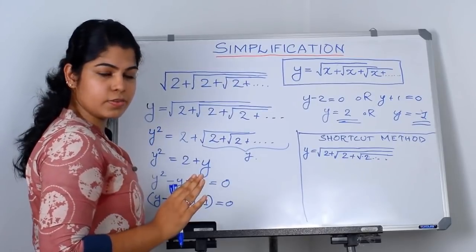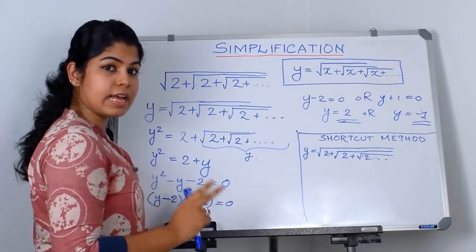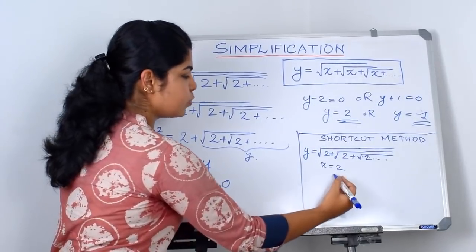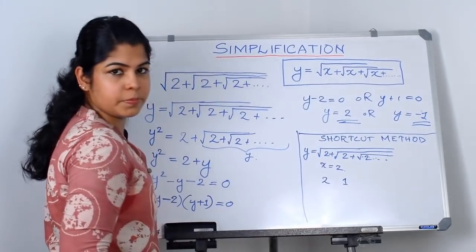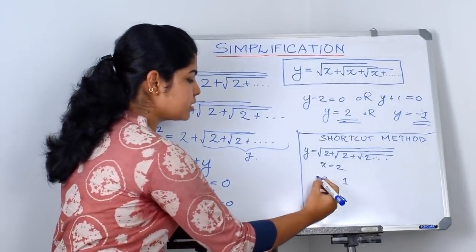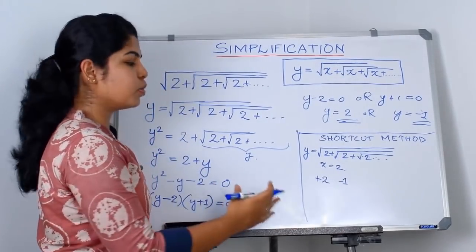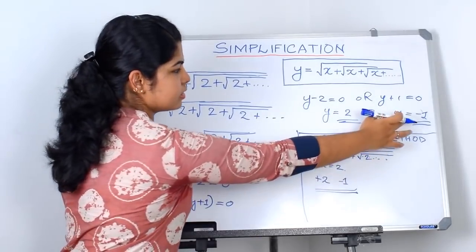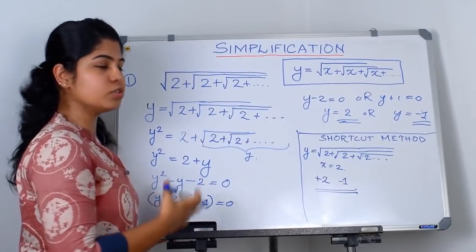To find the answer, what we have to do is just find two consecutive numbers which give their product as x. Here it is 2. The two values which give the product as 2 are 2 and 1. Next, we put a positive sign to the greater number and a negative sign to the smaller number, and this will be the answer. Here y is equal to 2 minus 1. So we got the same here. So this is the shortcut method to solve this question.